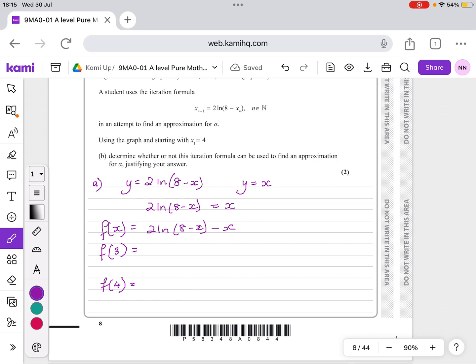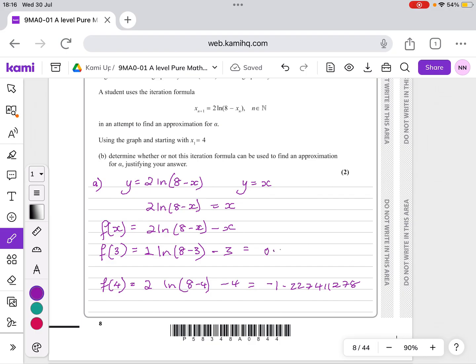So if I get my calculator, let's write it out first. So you've got 2 ln(8 minus 3) minus 3, and then you've got 2 ln(8 minus 4) minus 4. Let's see what those values are. Okay. Oops. Okay, so 2 ln(8 minus 4) minus 4. Don't know whether I did that one first. Minus 1.227411278.